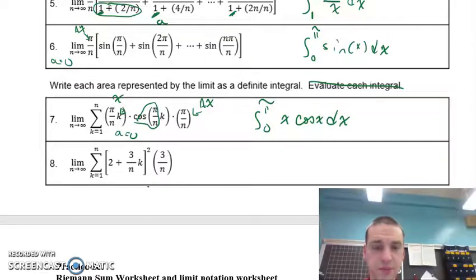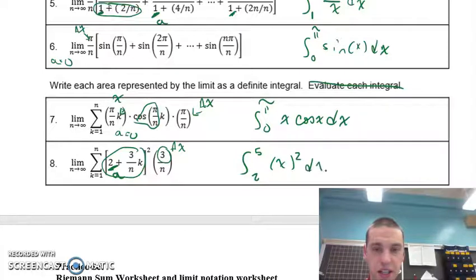That was my fault. In the last part here, we know that we're getting something squared. And this 2, we know that's what we're adding, so that's our a value. This is our delta x, so we know we're going to go from 2 to 5, since the change in x was 3, so 2 plus 3 is 5. We got of x squared dx.